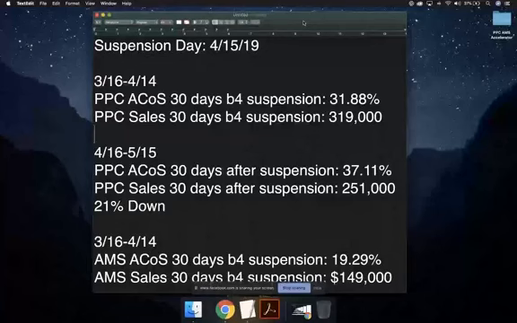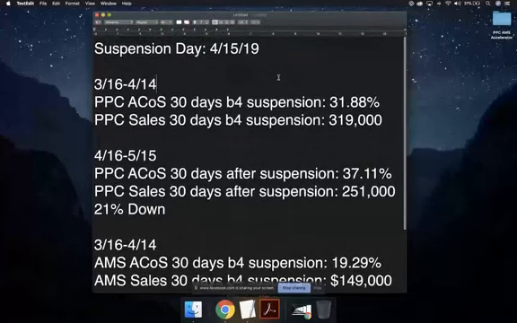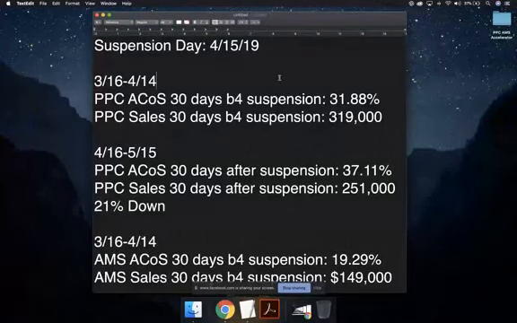I wanted to go over a quick issue that I'm having. Basically, what's happening is for one of my 8-figure Amazon accounts that I work with, we got suspended. So this is going to be about Amazon PPC after suspension, which is something I've dealt with recently, and I'm really trying to figure out the best way to handle it.